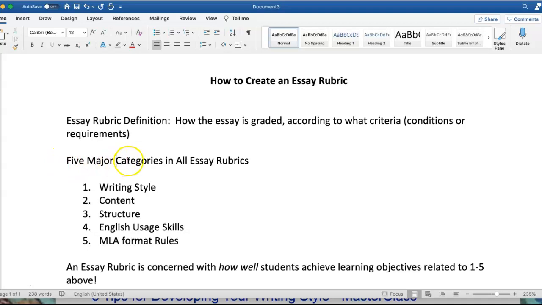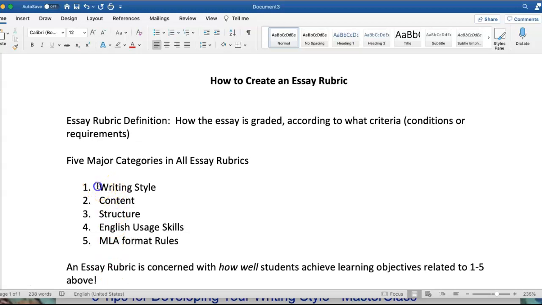There are 5 major categories in all essay rubrics. 1. Writing style. 2. Content. 3. Structure. 4. English usage skills. And 5. MLA format rules. An essay rubric is concerned with how well students achieve learning objectives related to 1 through 5 above. So this is your task for this assignment, and have fun with it.